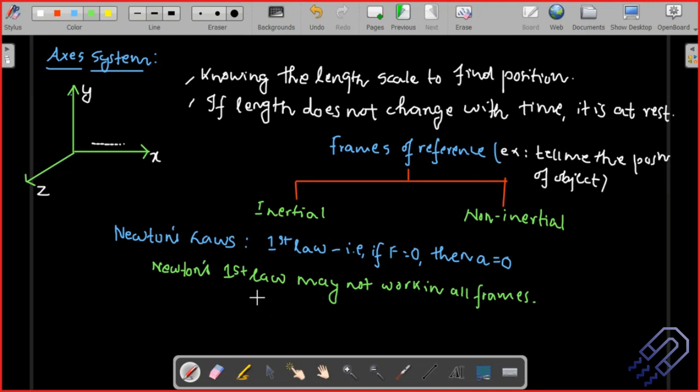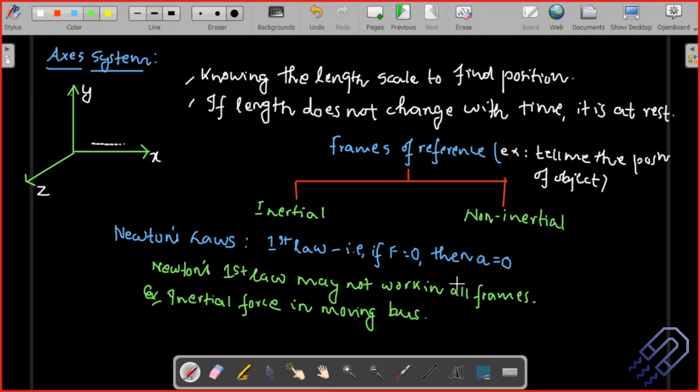Now if I give you an example of which frame it won't work in: you are in a moving bus, and the bus suddenly stops. What will happen? Because of inertia, you will be moved forward, but there was no direct force acting on you at that particular moment. So the example is an inertial force in a moving bus. That force will be there, but the force won't be directly on you. So this is an example of a non-inertial frame of reference.